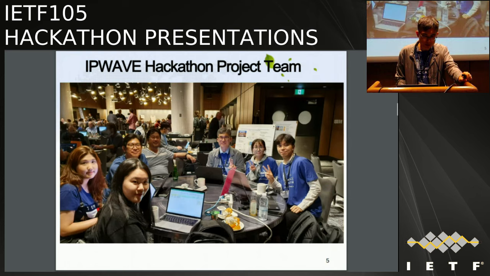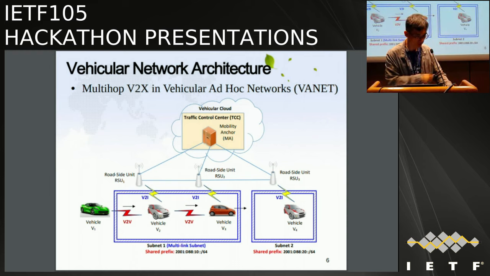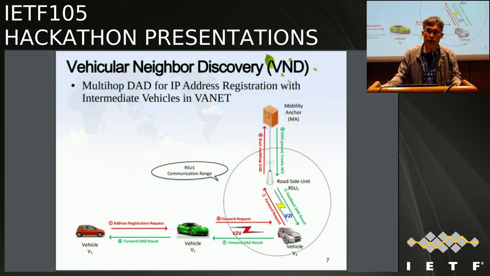So this is a poster. This is the team. This figure is the vehicular network architecture. You can see vehicles can communicate with each other using V2V, and also communicate using V2I. Our idea is that you can see the vehicle, even though it is not in the communication range of the roadside unit that provides internet connectivity, can initiate DAD using an intermediate vehicle and register using multi-hop DAD. And once it is configured with a global IP address, it can start the TCP and UDP connection.